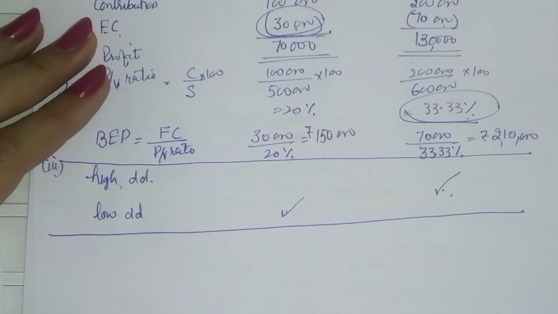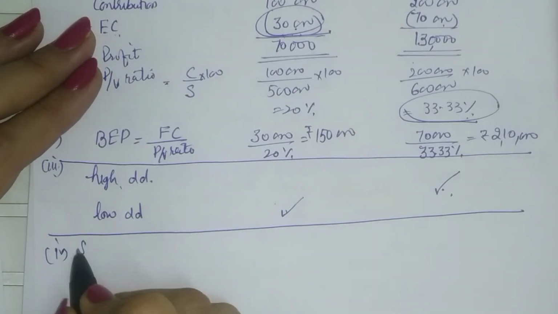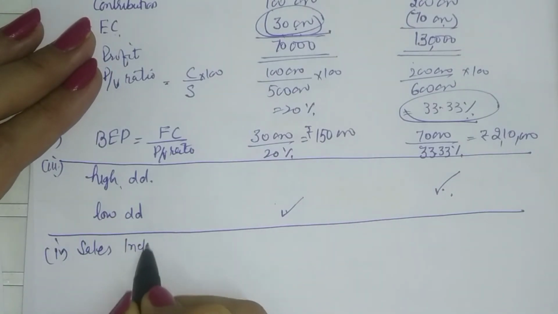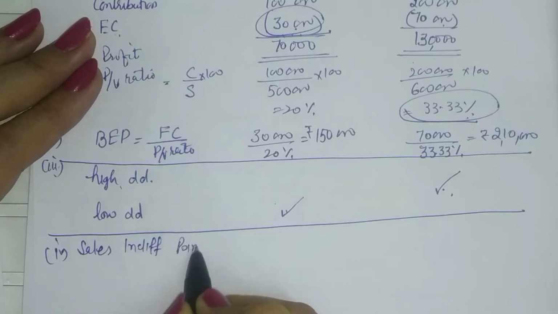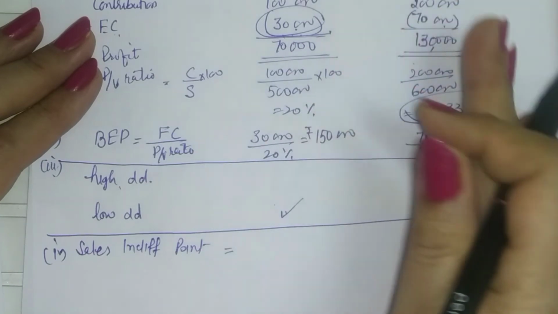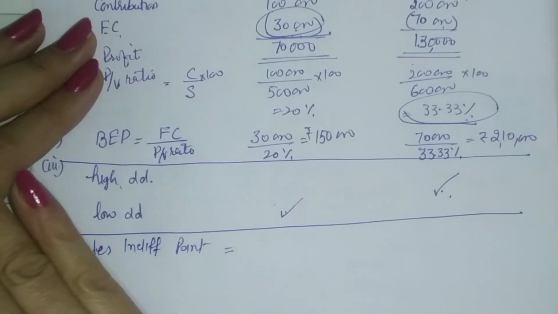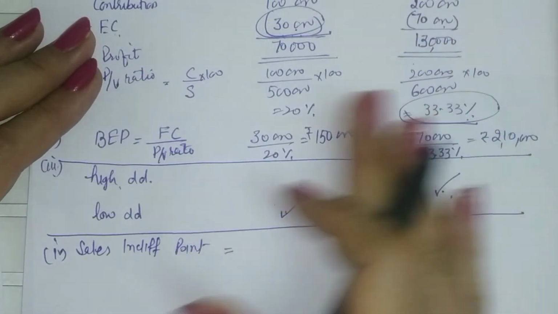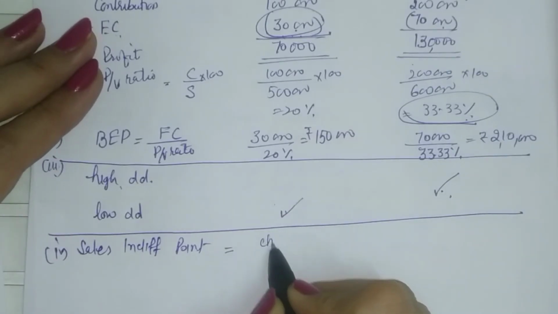So next is sales indifference point. When we are to calculate sales indifference point, then it won't be calculated in the tabular form. Our tabular work is done here. So sales indifference point is a break even of both. When both of the methods are at the same footing, that is, both methods give you the same profit.